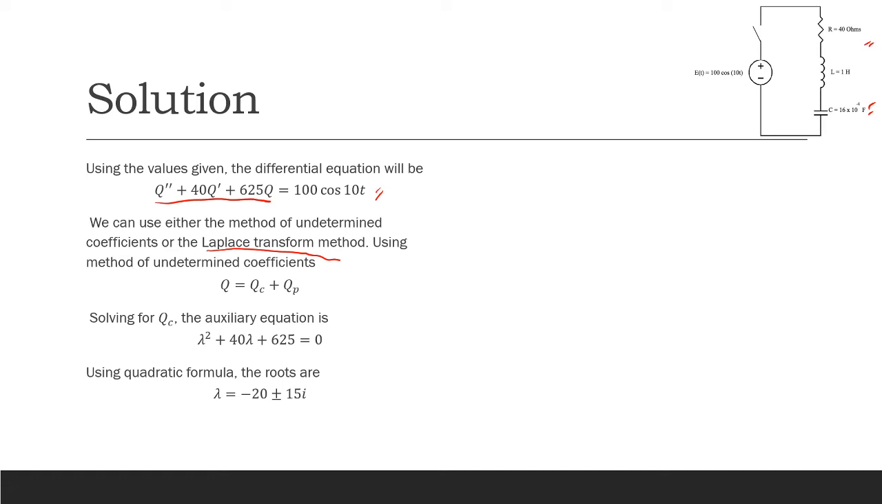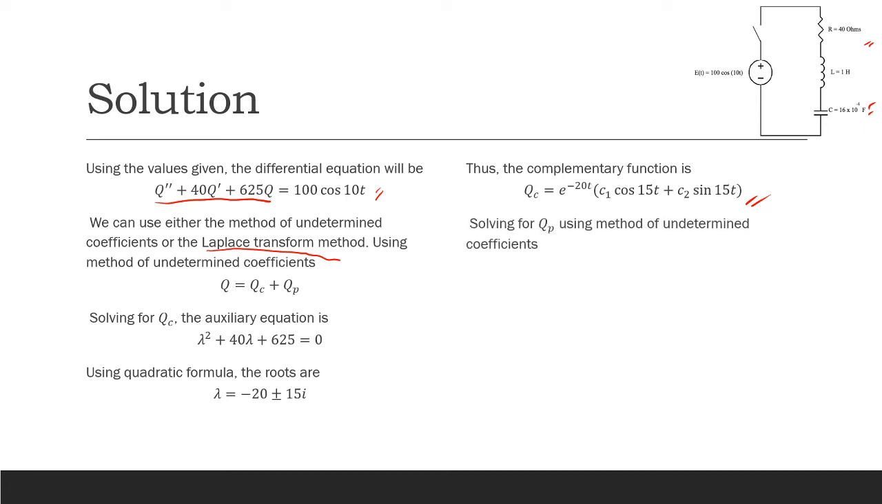So if they are imaginary, complex conjugate sila. So ang complementary function natin will be qC equal to e raised to negative 20t times C1 cosine 15t plus C2 sine 15t. So this is based lang sa discussion natin on how to get the general solution of complex conjugate na mga roots.